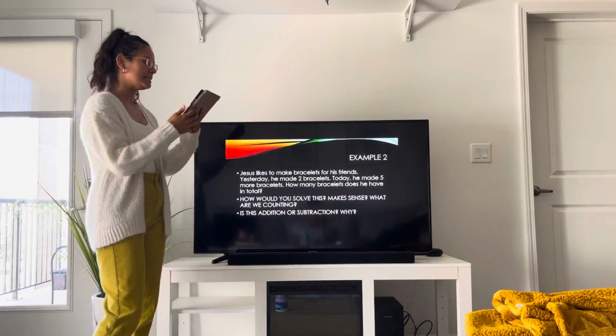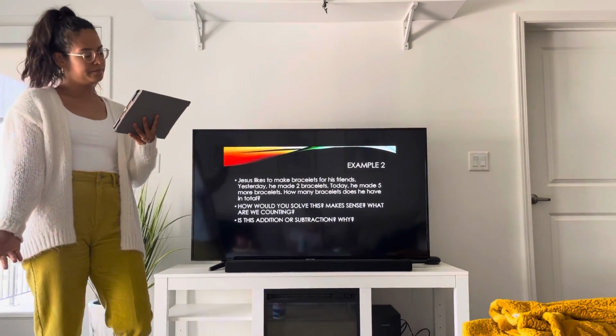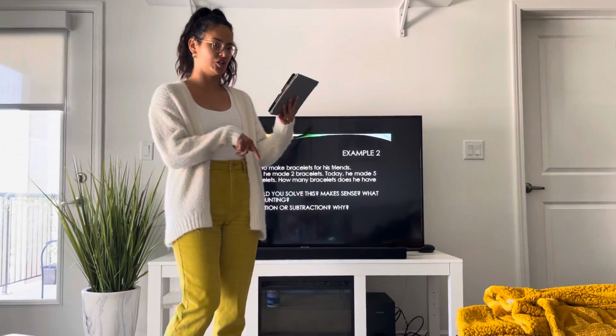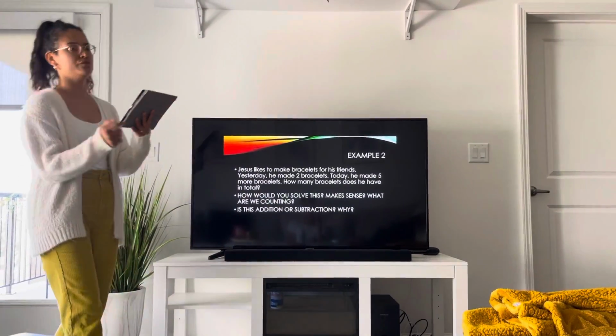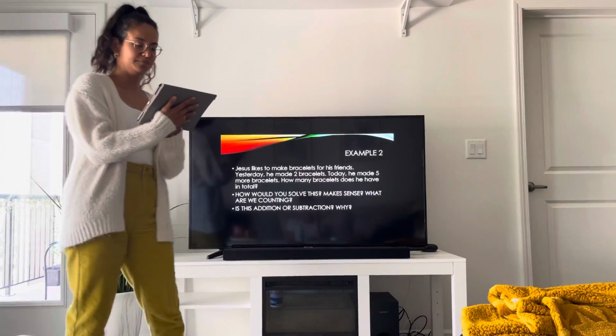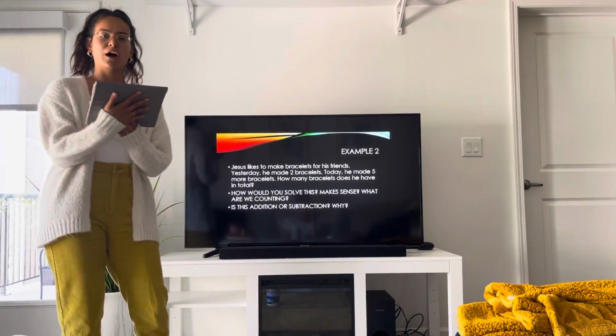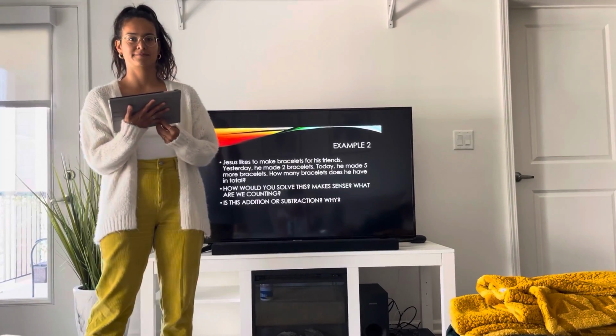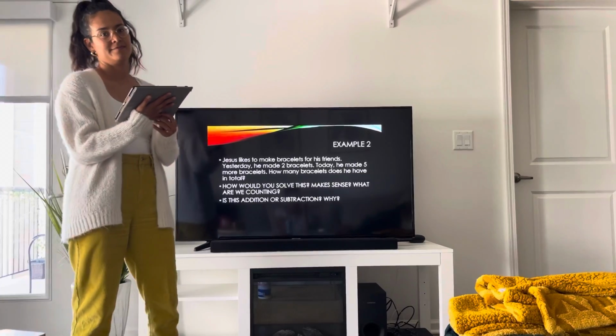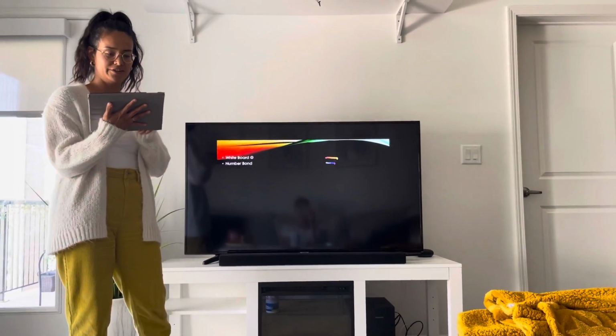Do you think it's an addition word problem? Or is it a subtraction word problem? Addition. Addition. Why would you say that? Why would you think it's addition? Because he made 2 and then 5. Okay, very good. Good reasoning.